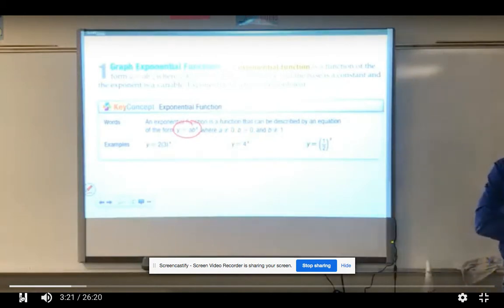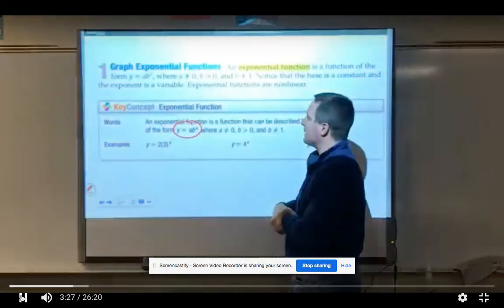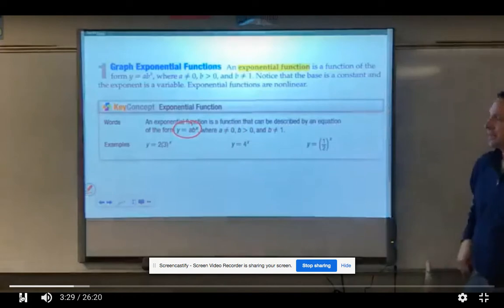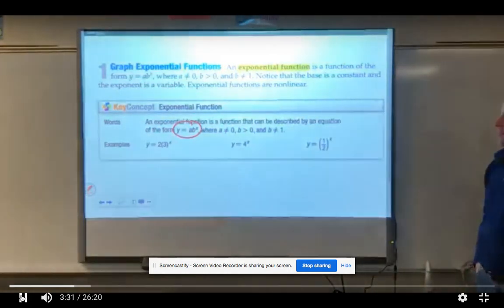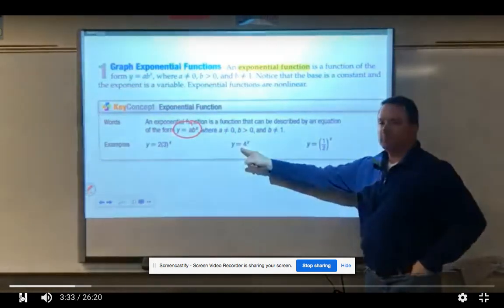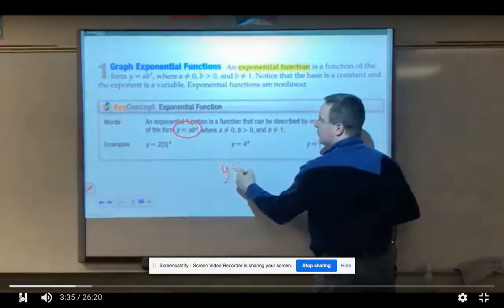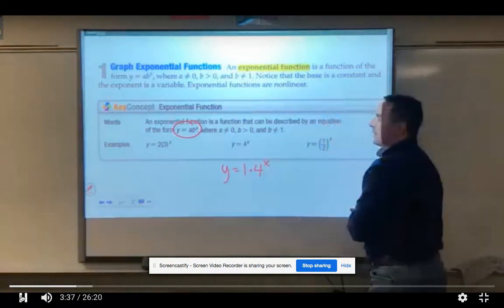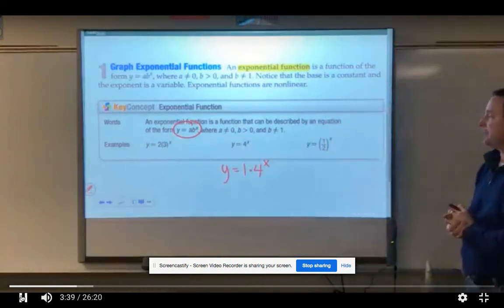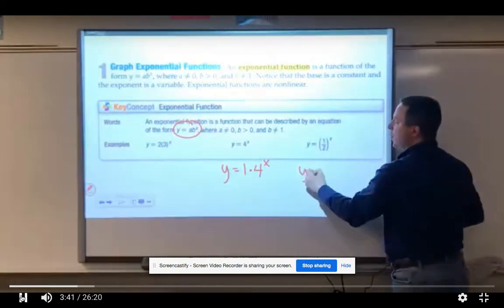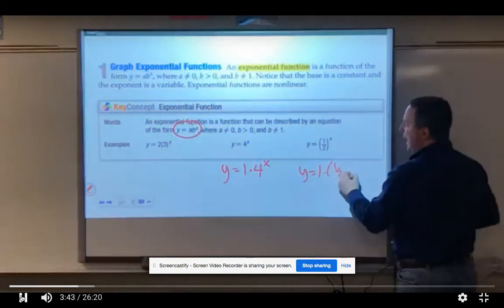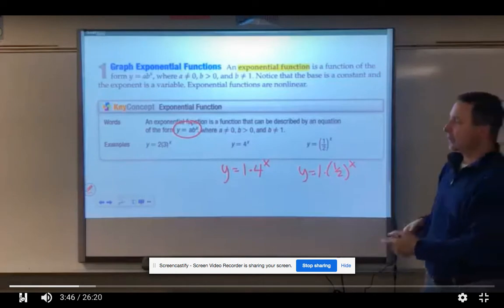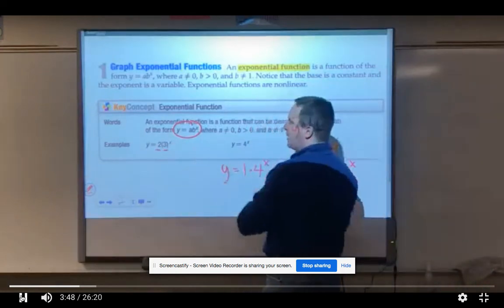It's another little kind of the book's definition of exponential functions. They give one here, y equals a times b to the x. A couple little examples here. Okay, notice this one right here doesn't have a number in front. Okay, this is really y equals 1 times 4 to the x. It doesn't have an a. That's okay if it doesn't have an a. Same thing with this one. It's y equals 1 times 1/2 to the x. Okay. And this one obviously has an a and a b.